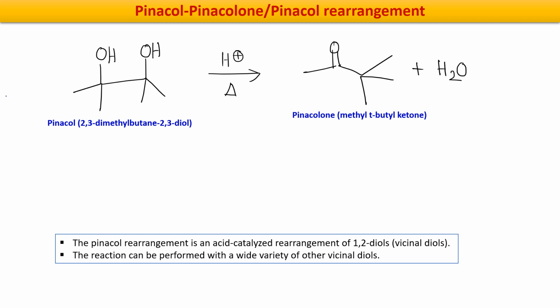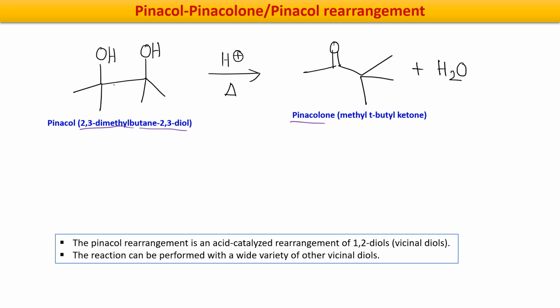This molecule, 2,3-dimethyl butane-2,3-diol, has the common name Pinacol, and on the product side, methyl tertiary butyl ketone has the common name Pinacolone. That is the first reaction of this type of rearrangement, and that is why, based on the common names of the substrate and the product, this rearrangement is known as the Pinacol-Pinacolone rearrangement.